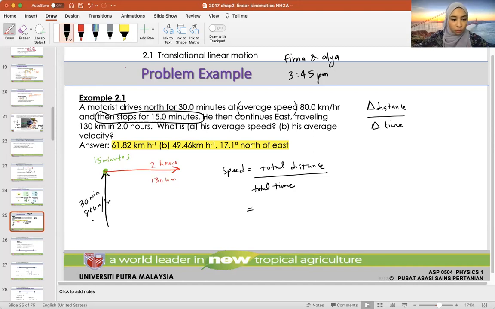Okay, so what we should do here is calculate the distance first. The speed here is 80 km per hour. The time he travels is 30 minutes, which in hours is 0.5 hour. So this gives you 40 km. This is your first distance.